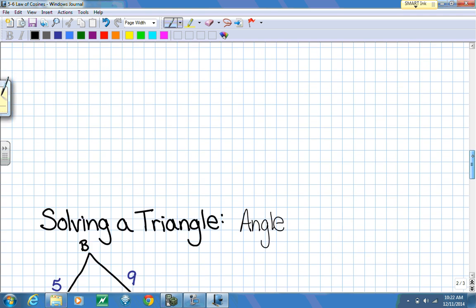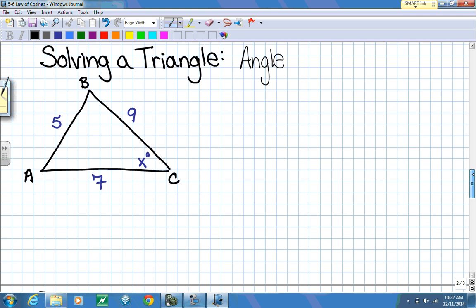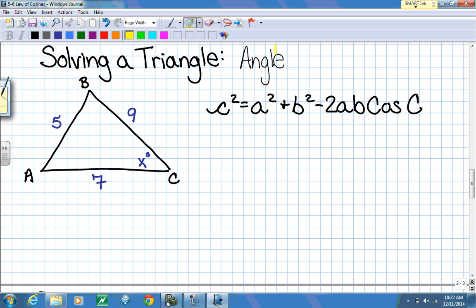Now, when you solve for a missing angle, it's going to take a little bit more work. I'm trying to solve for angle C, so I'm going to use that same formula that we just did. Little c squared is equal to little a squared plus little b squared minus 2 times a times b times the cosine of angle C. So we're solving for angle C. That means we're going to plug in information everywhere else. We have all three sides.